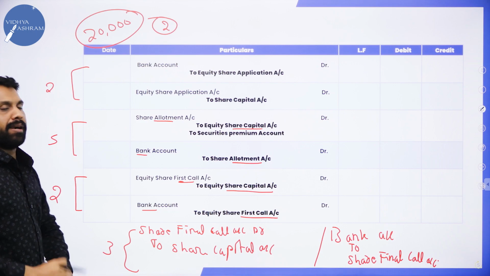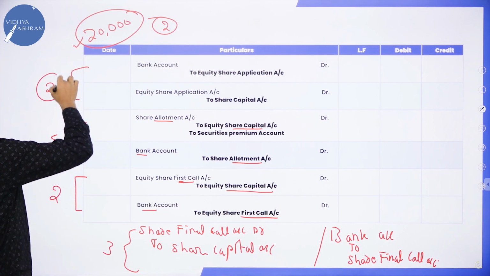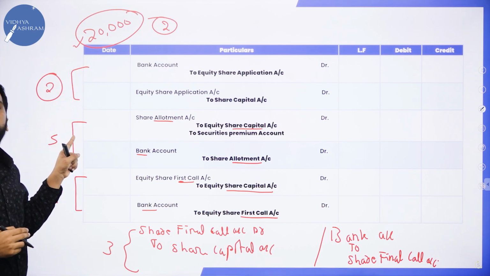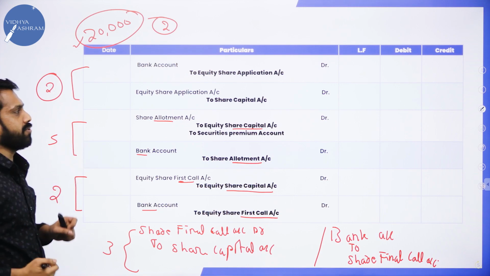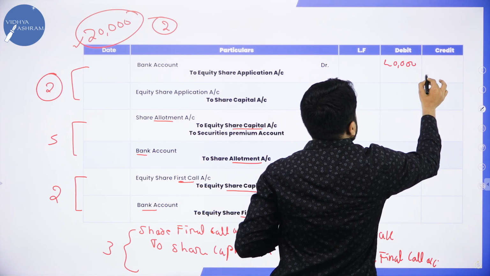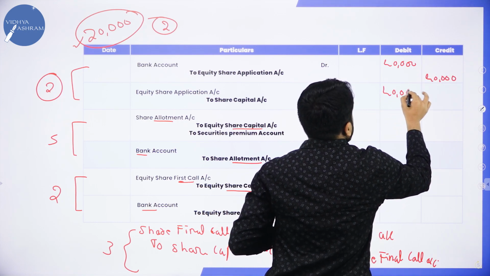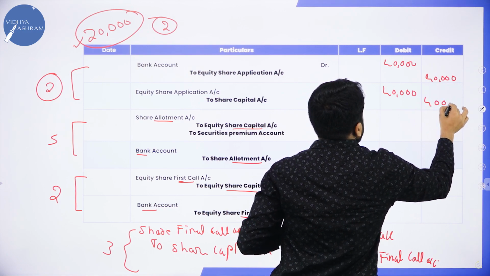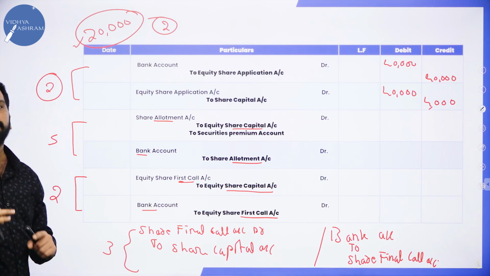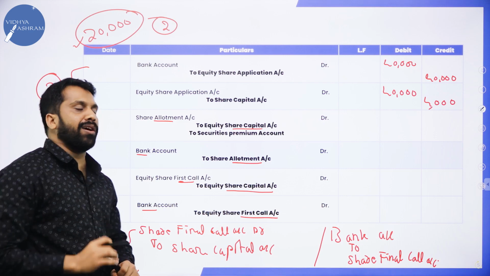Now, application. How to calculate application? You have the number of shares, you have the value 2 rupees, 20,000 into 2. How much? 40,000. So your answer is 40,000, 40,000. Your 2 journal entries are done. Now, we'll go for allotment.